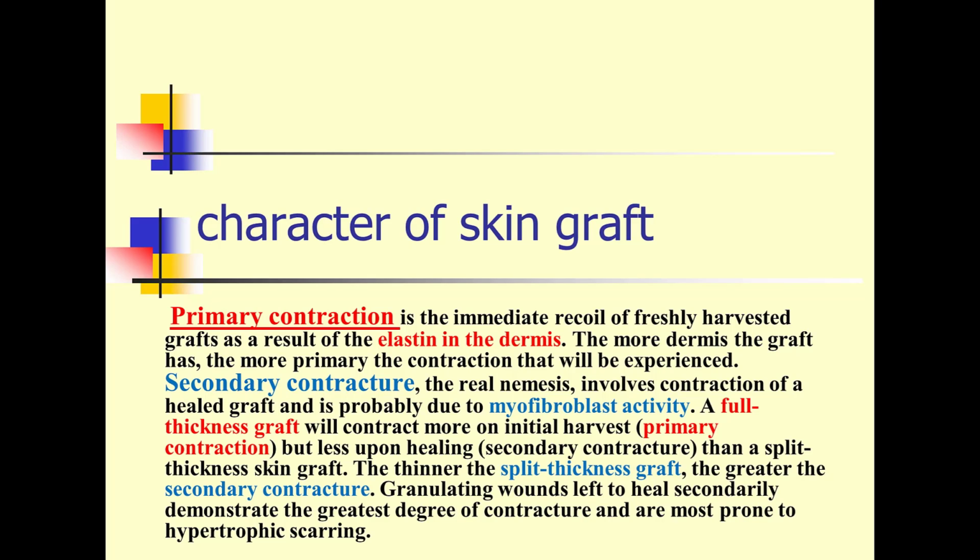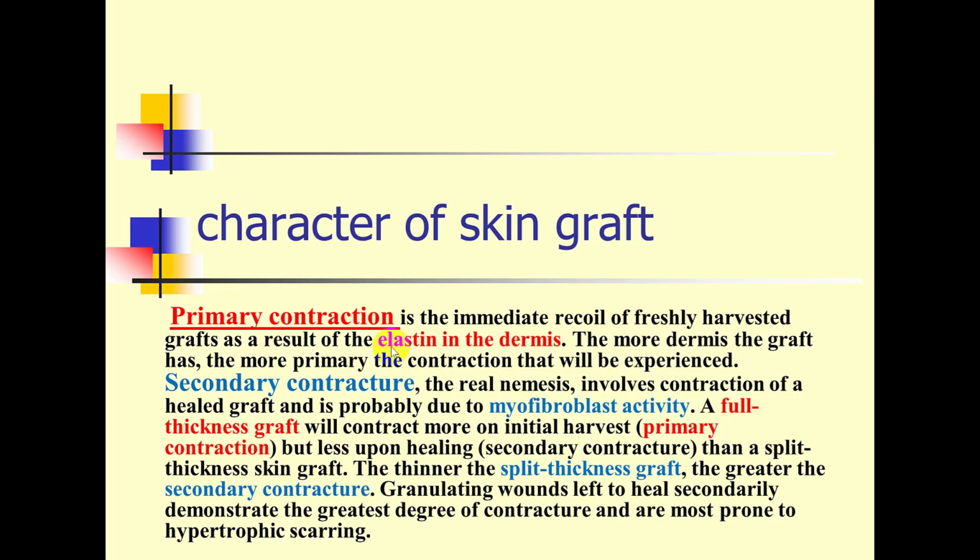Characteristics of the skin graft and the complications that can happen. One of the important things is contraction, whether primary contraction or secondary contraction. Whenever we take the graft, it immediately recoils and decreases in size. This is considered primary contraction.